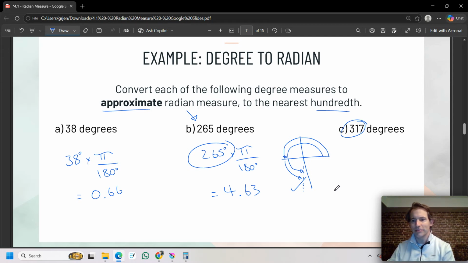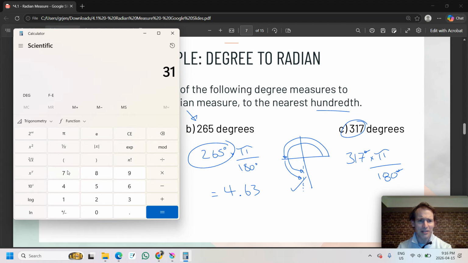Last one, try it yourself. Good, now check it with me. 317 degrees. Then we're going to strip the degrees out, because the degrees cancels the degrees. Just crunch it on a calculator. It's just that easy. This would never show up on a non-calculator test.